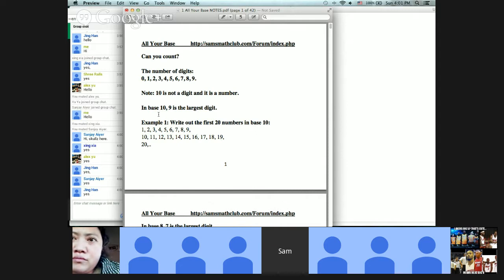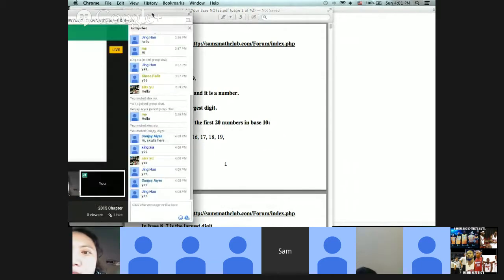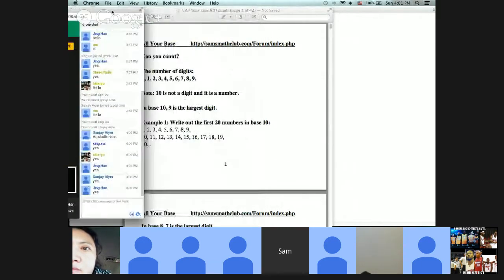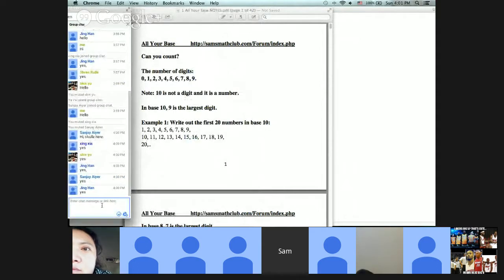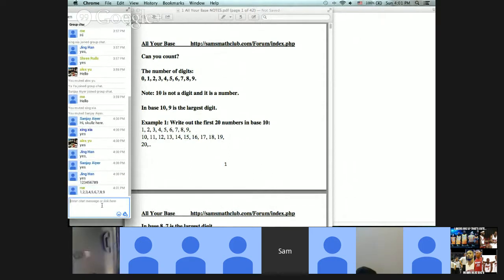In base 10, which is our basic counting numbers, 9 is always going to be the largest digit. See if you guys can write out the first 9 numbers in base 10. Just type out the first 9 numbers in base 10 in the chat box right here. I'll do it. 1, 2.